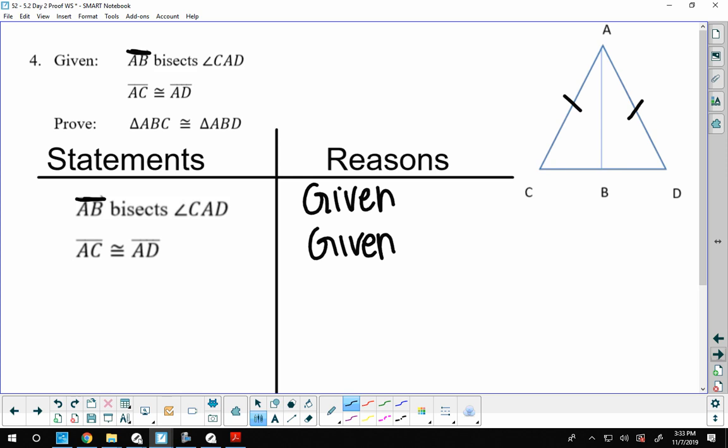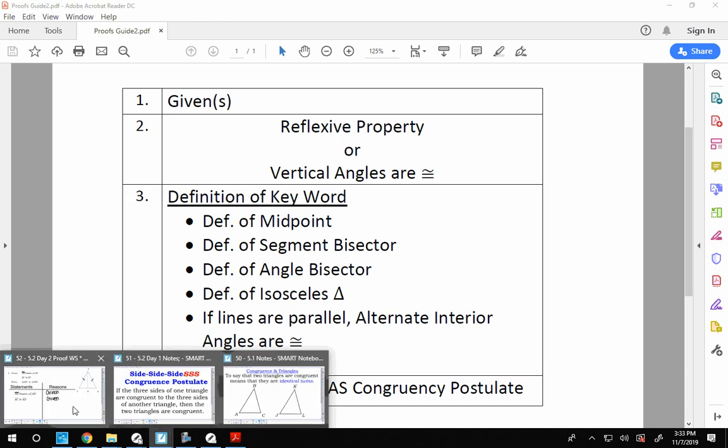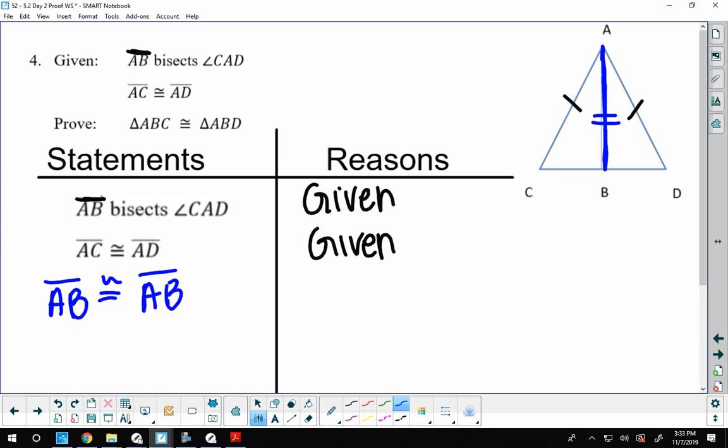All right, second step, if we look at that proofs guide, do we have reflexive property or vertical angles? So let's look. We have the reflexive property. We know that AB is congruent to AB because it's the same side in the left triangle and the right triangle, right? Of course, it's congruent to itself because it's the same side. So AB is congruent to side AB by the reflexive property. So right now we have a side and a side.